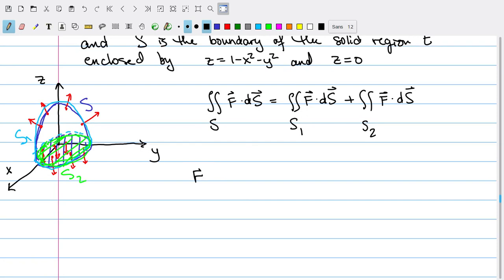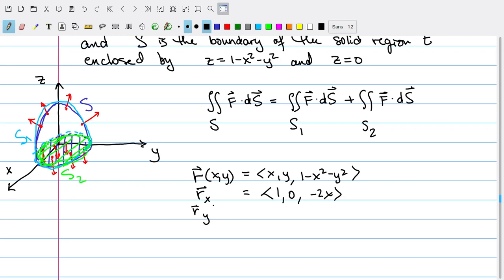The upper surface has the parameterization r of x,y equal to x, y, 1 minus x squared minus y squared, just because it's given by a function. So r sub x is given by 1, 0, minus 2x, and r sub y is given by 0, 1, minus 2y, and their cross product, r_x cross r_y, is given by 2x, 2y, and 1. So what I need to decide first and foremost is if I should use r_x cross r_y, or should I use negative r_x cross r_y.